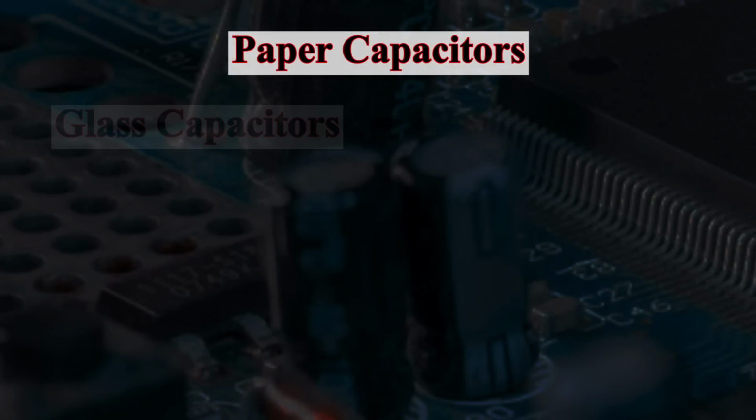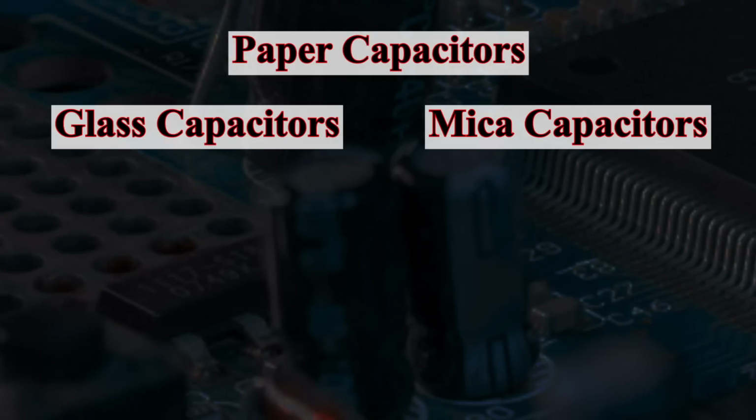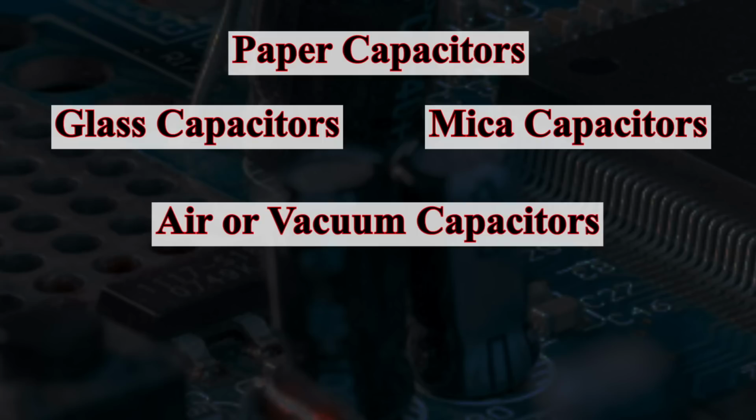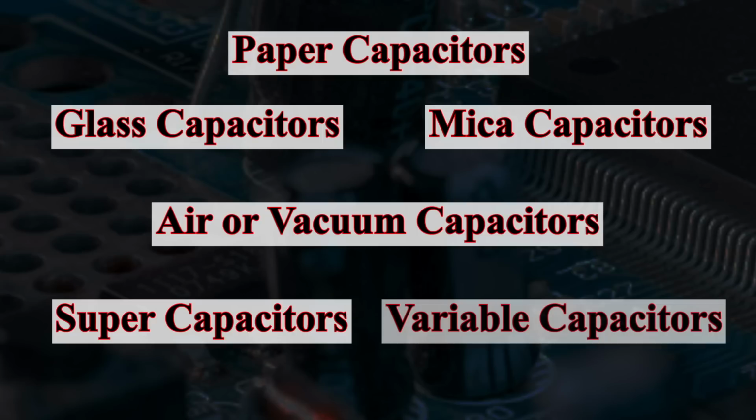Anyway, capacitor types are not finished yet. There are several other types, each with its own pros and cons. I'm only content with introducing them. Capacitor types like paper capacitors, glass capacitors, mica capacitors, air or vacuum capacitors, supercapacitors, variable capacitors, etc. There may be even more other types, who knows?